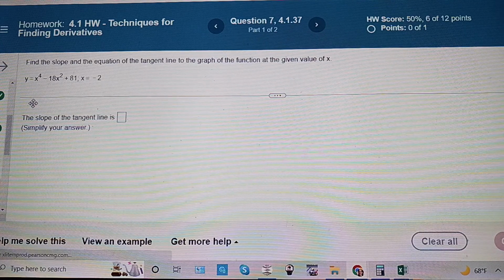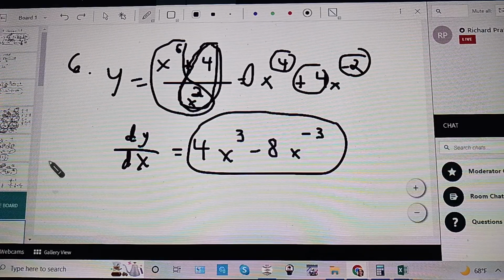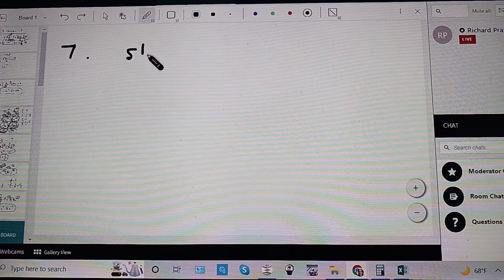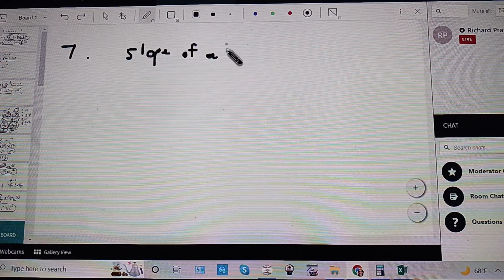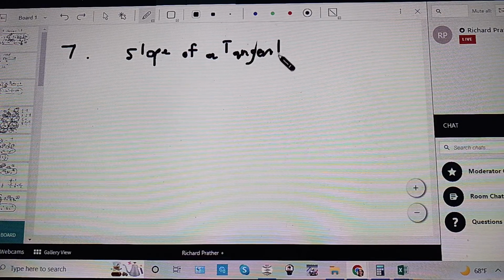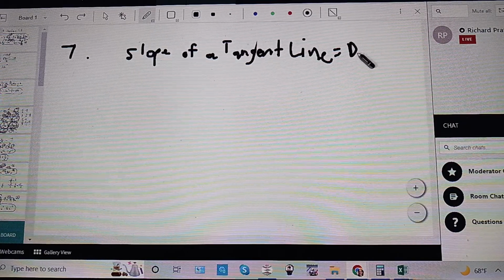Okay, so find the slope and the equation of the tangent line. Remember, tangent line is what derivatives are about. Slope of a tangent line is literally derivative. That's what you want to remember. Anytime you hear the phrase slope of a tangent line, that's calculus code for derivative. This is a derivative.